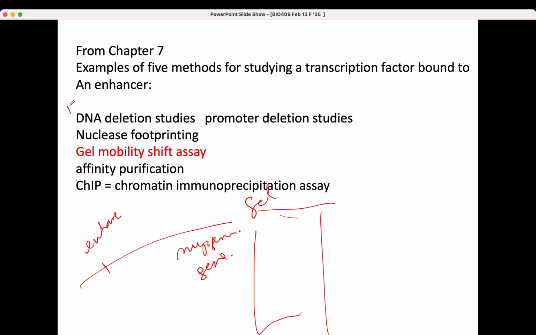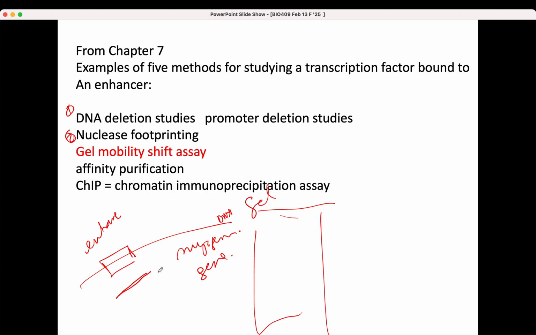So that's the first strategy. And then the second strategy would be able to map. This is actually the enhancer. So nuclease footprinting shows us that that's the region that gets protected. And so the gel mobility shift assay is to actually just take this piece of DNA. So again, these are always DNA.